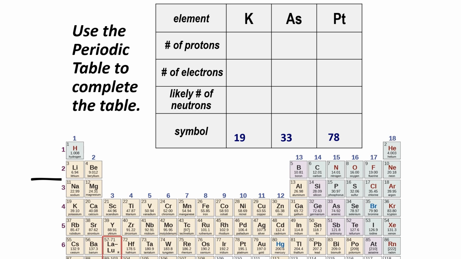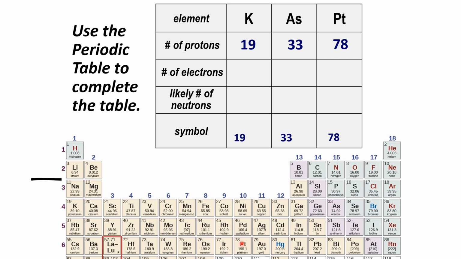So let's first look at where they are. Using the position of where they are on the periodic table, we can actually just find them and fill up the boxes of the number of protons. We got potassium at number 19, arsenic at number 33, and platinum at number 78, right over here.